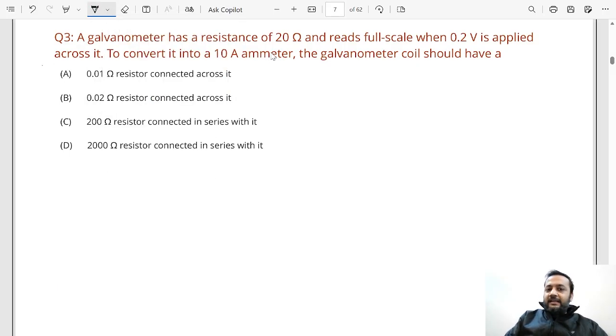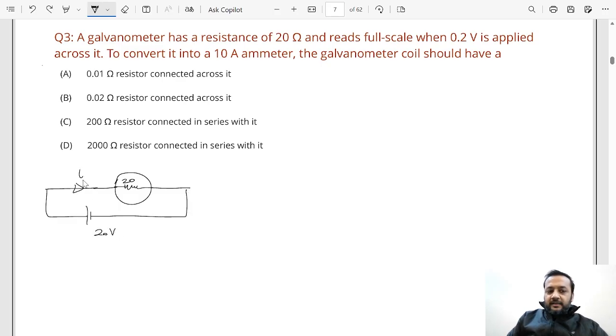So this is saying that the galvanometer has a resistance of 20 ohm and it reads full scale current when 0.2 volt is applied across it. What does this mean? Imagine that this is the galvanometer, and let us say the resistance of this galvanometer is 20 ohms. Now if you apply a potential difference of 0.2 volt, then the current here becomes maximum.